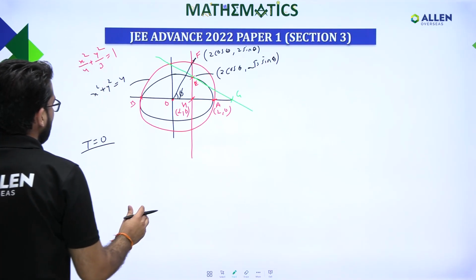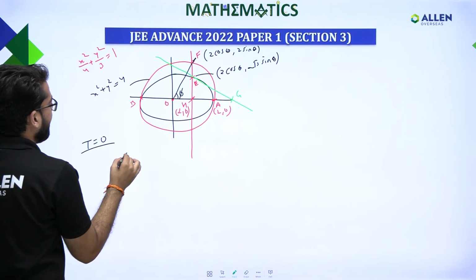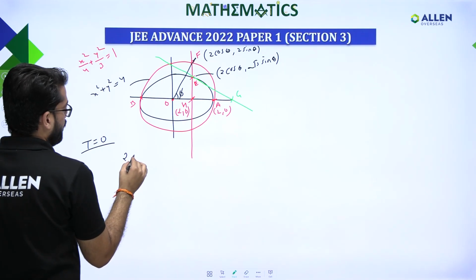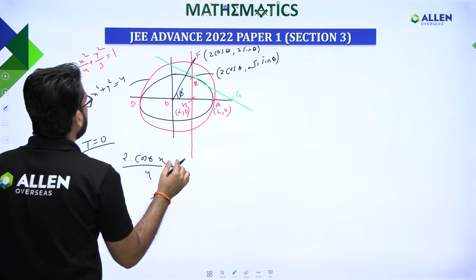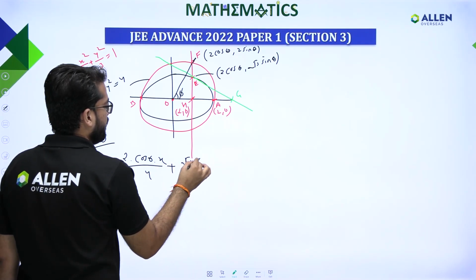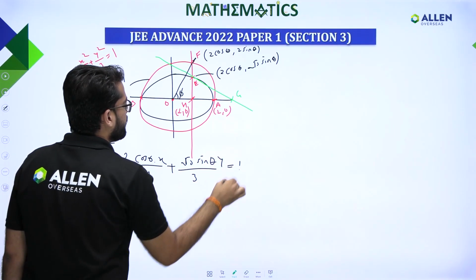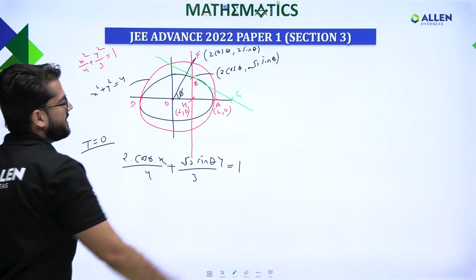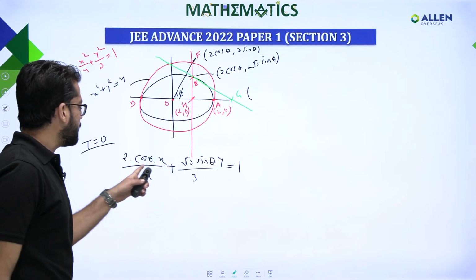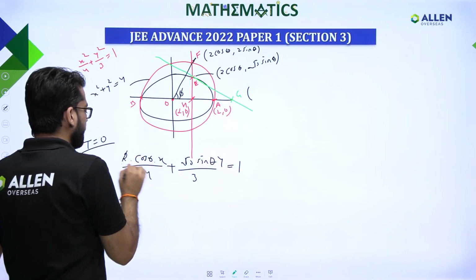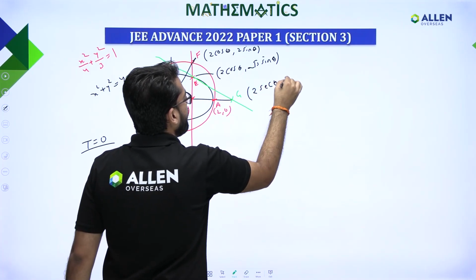Next, we have T = 0 at this point E, so we can apply T = 0. Now we have x into x1, 2 cos theta into x divided by 4, plus root 3 sine theta divided by 3 into y is equals to 1. So this is the equation of this tangent, right? Now, what about this point G? For G, we need to substitute y is equals to 0, then we have x as 2 sec theta, comma 0.